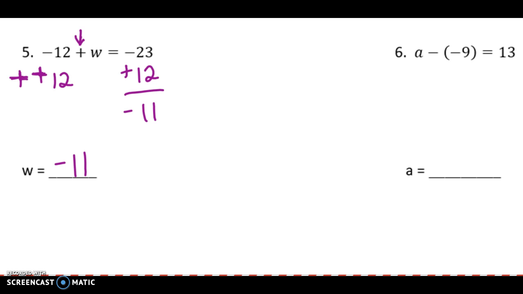Good one to check. So negative 12 plus W, which is negative 11, same signs, add and keep. So if I add them together, I get 23, and I keep the sign. So that one does work.